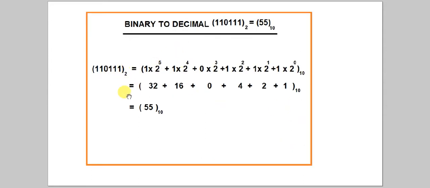Here is another example. Let's say this is the number 55 to the base 10 in the decimal number system, and it is given by this 110. How do we now convert a binary number to a decimal number system?